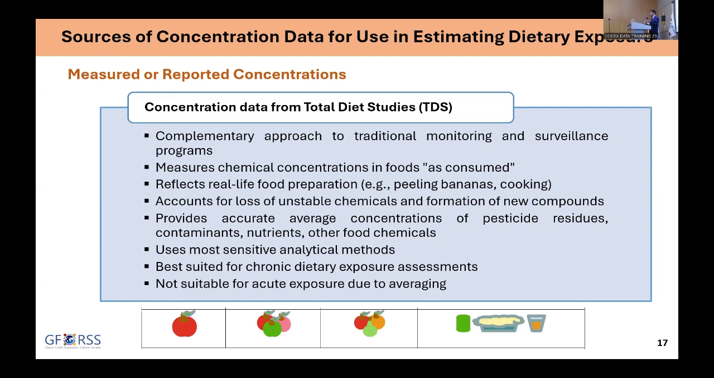So this level of accurate occurrence data can only be accessible through a total diet study. It provides accurate average concentrations of pesticide residues, contaminants, nutrients, and other food chemicals, with minimal bias related to the analytical methodology. In a total diet study, I'm not aiming at compliance verification. That's very important.